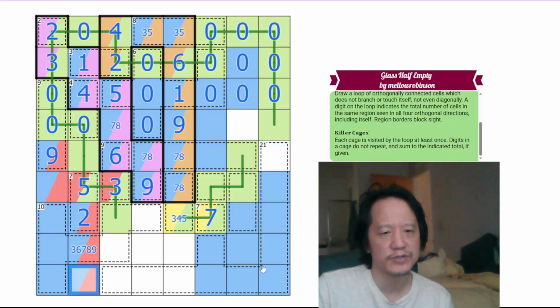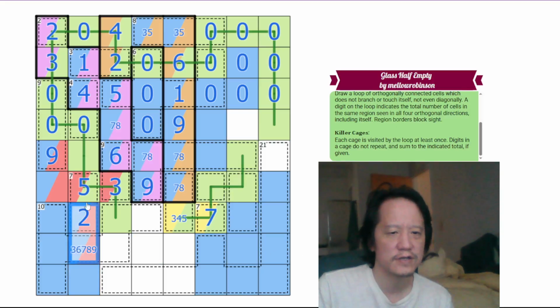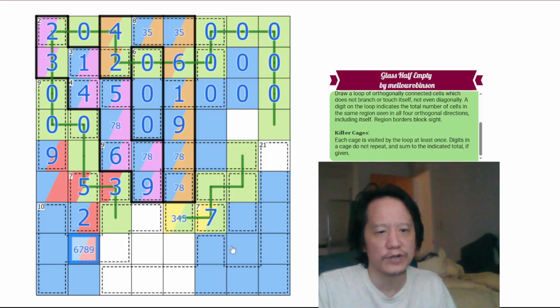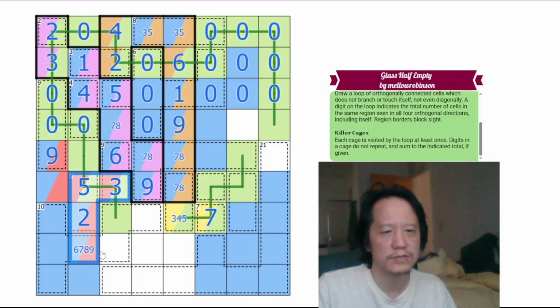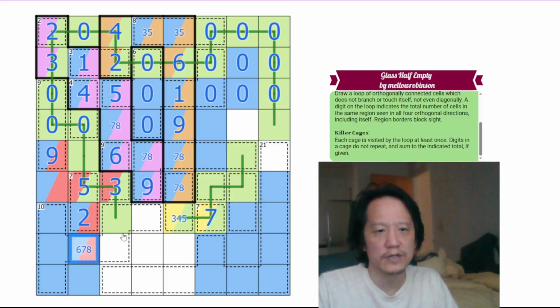Oh, no, but this is 5. Oh, this is the problem, right? Oh, it could go this way. Well, this can't be 3. So then that's a problem that way, too. This can't be 9.